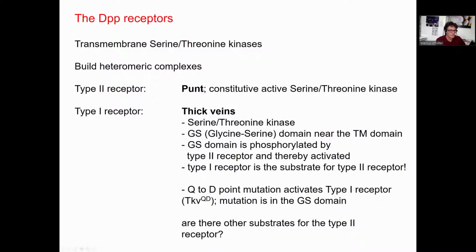So Punt is a type 2 receptor. It has a serine threonine kinase. That's what Connie cloned, based on the TGF-beta receptor. Thickvein also turned out to have a serine threonine kinase domain, of course. And it also had a lot of serine residues, a GS domain, which we will see what happens with. Punt, type 2 receptor, Thickvein, type 1 receptor. These are the ones that bind the ligand from the 2 sides.